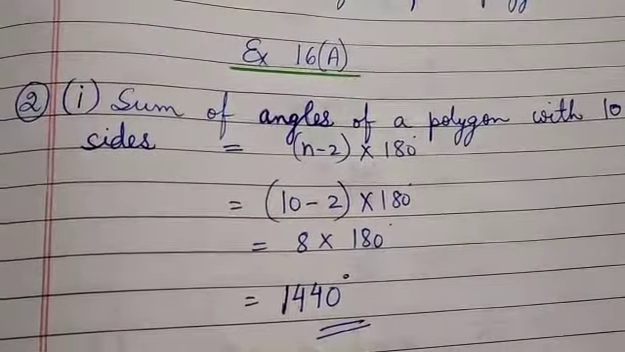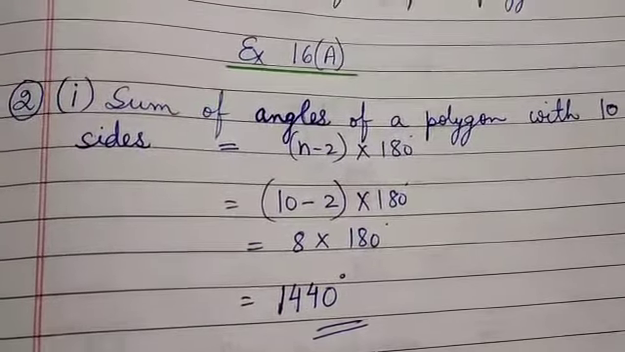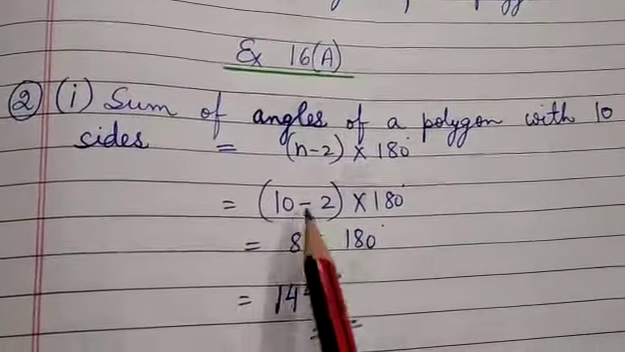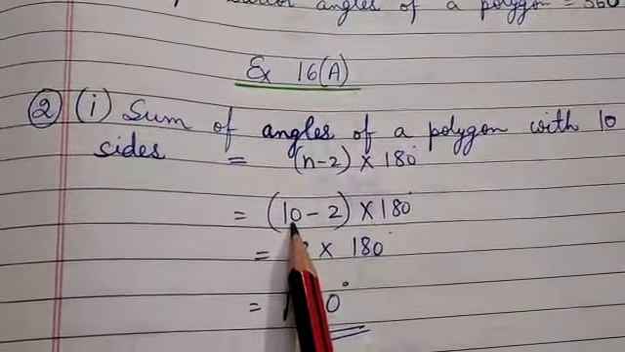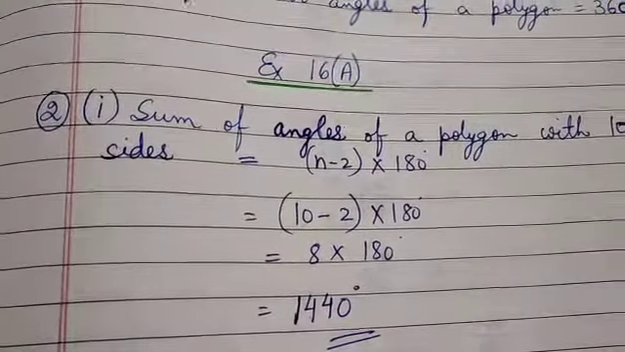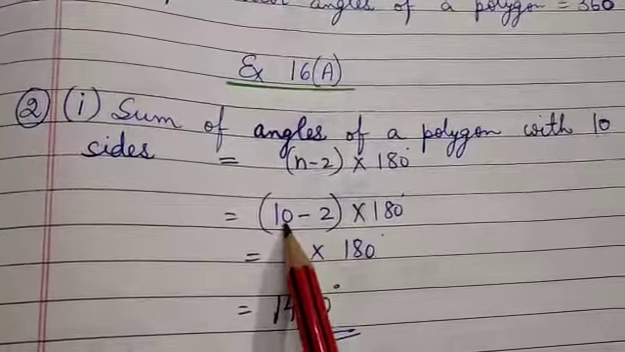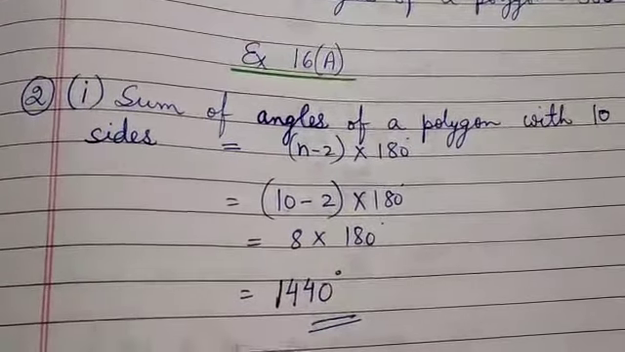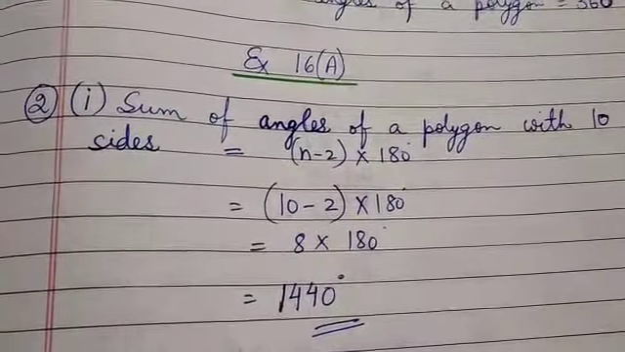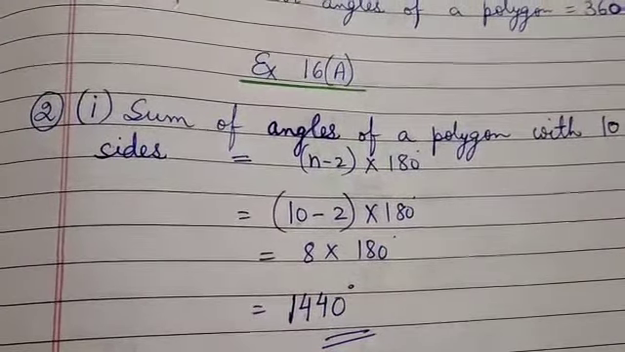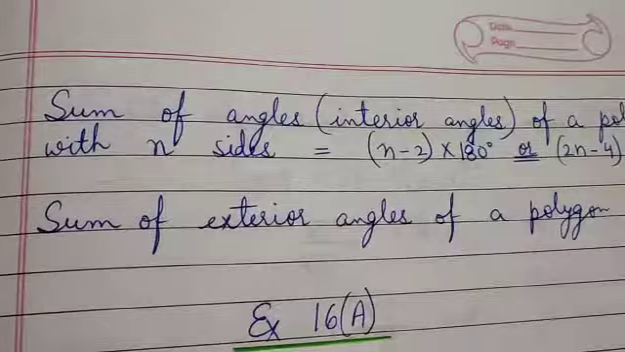Where you have to find the sum of angles of a polygon with 12 sides. If it is 12 sides, here you have to write 12. And subpart 3, 20 sides. If it is 20 sides, here you have to write 20. And then further you have to simplify. So easily you can do the rest of question number 2.